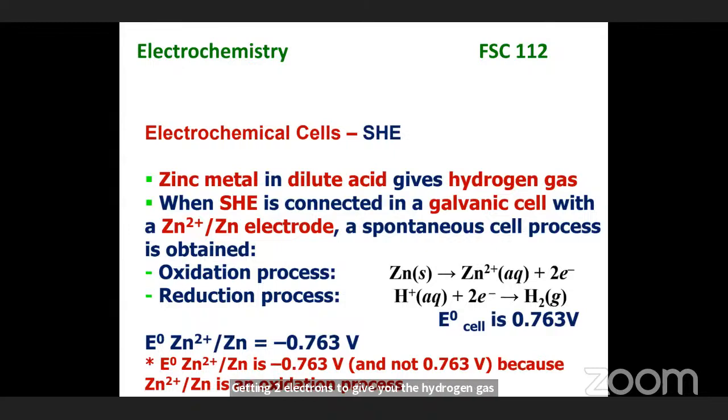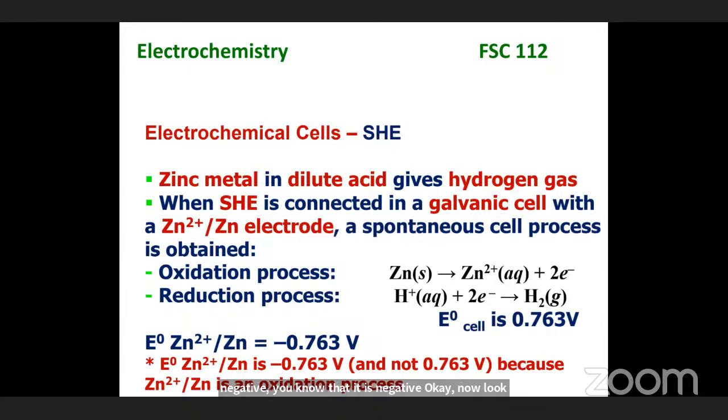Now the E0 cell is 0.763 volts. 0.763 volts is the same thing as plus 0.76. So if there's nothing written in front of the numbers, you assume that it is positive. If there's something written in front, which is the negative, you know that it is negative. Okay? Now look at this.